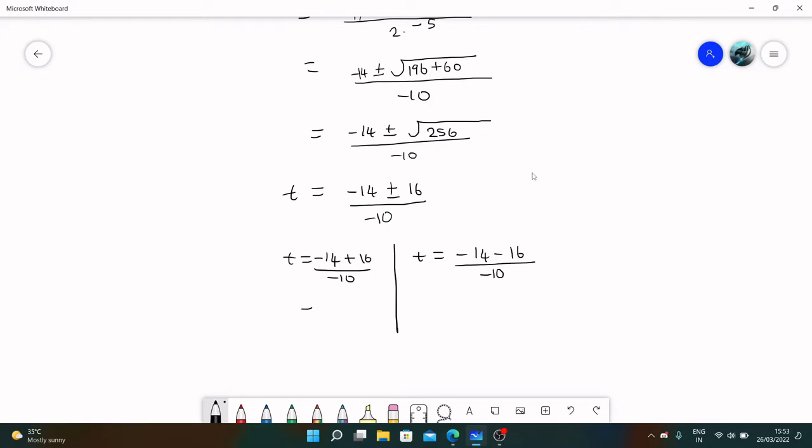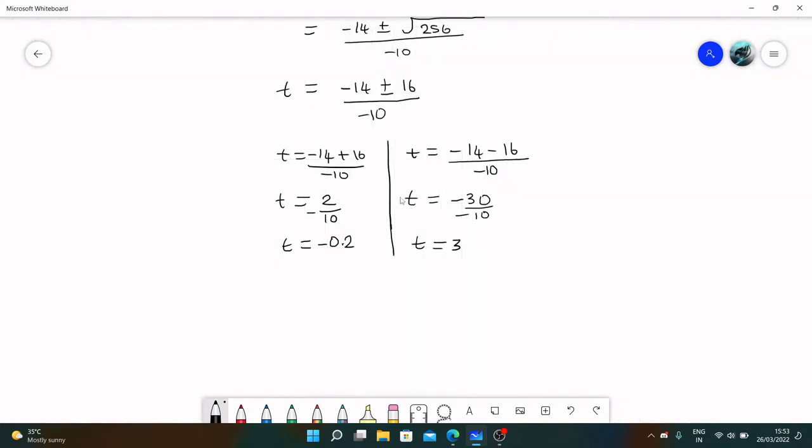That's all there is to this. Minus 14 plus 16 is 2, so 2 divided by minus 10, minus 2 by 10, and that would give us the value as minus 0.2, or you can keep it as a simplified fraction. And then you have t equals minus 14 minus 16, that's minus 30 by minus 10. Minus minus cancels out, and then you have 3.